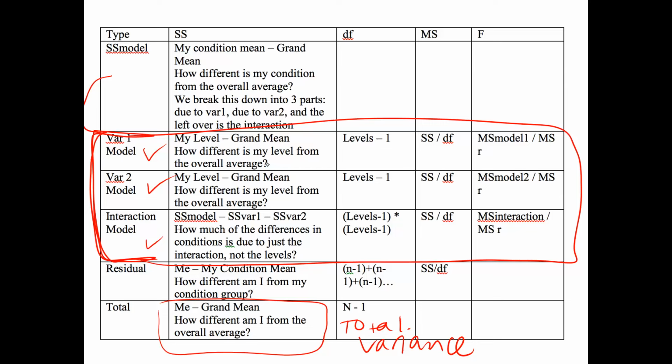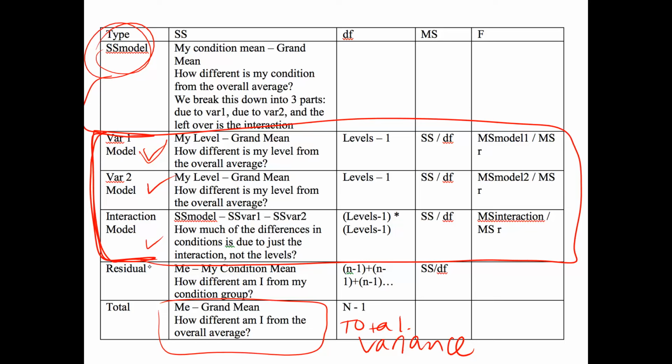So how different is my level from the overall average? How different is my level? So my level minus my grand mean. Okay, and that's an average level minus the grand mean. And then how much of that difference in conditions is due to the interaction, not just the levels. So how much of the differences in conditions is due to the interaction? Okay. So how much of these two things the SS model is left over after accounting for the IVs?